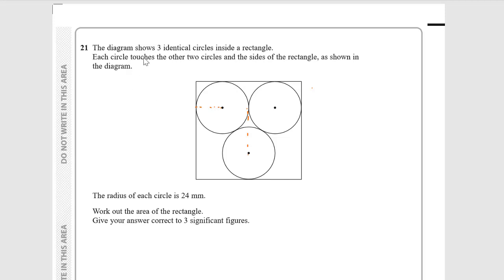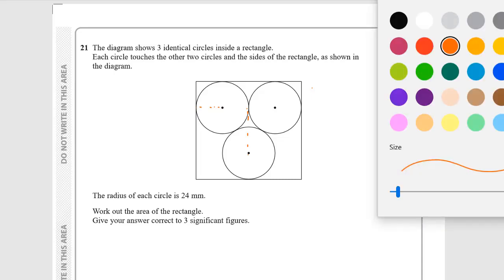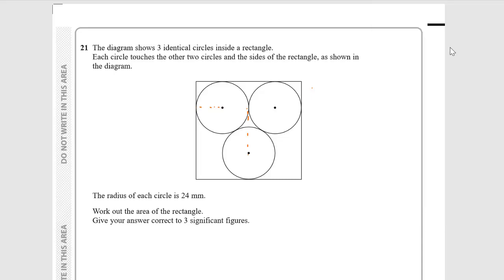Okay, so question 21, you have 3 identical circles inside a rectangle, and it says each circle touches the other 2 circles and the sides of the rectangle, and the radius of each circle is 24 millimeters. Work out the area of the rectangle. So we can start off by figuring out the lengths of the rectangle. So it's 24, that's 48. This is another 24, that's 48. So we have 96 going across here.